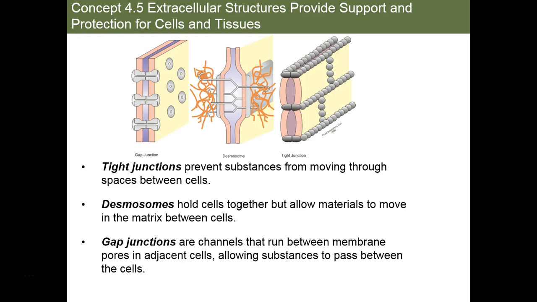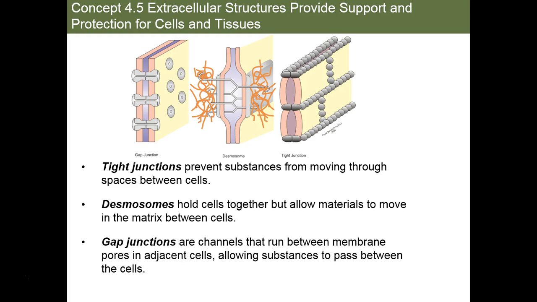An example of a tight junction is in the picture on the top right. Tight junctions prevent substances from moving through the spaces between cells. Desmosomes, as you can see in the example in the picture in the middle, hold cells together but allow materials to move between the cells in the space called the matrix.